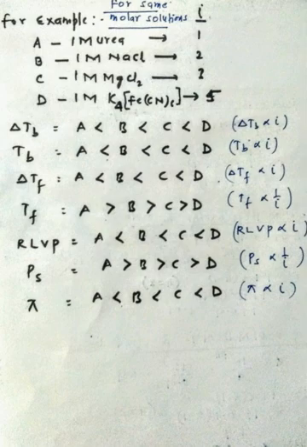So see the relation, the value of delta Tb increases with increase in the van't Hoff factor value. The value of Tb also increases with increase in van't Hoff factor value. Delta Tf also increases with increase in van't Hoff factor value. Tf decreases with the increase in van't Hoff factor value because it is inversely proportional to i. Value of relative lowering of vapor pressure also increases with increase in van't Hoff factor value. Ps, that is the vapor pressure of solution, decreases with increase in van't Hoff factor value, and the value of osmotic pressure increases with increase in van't Hoff factor value.